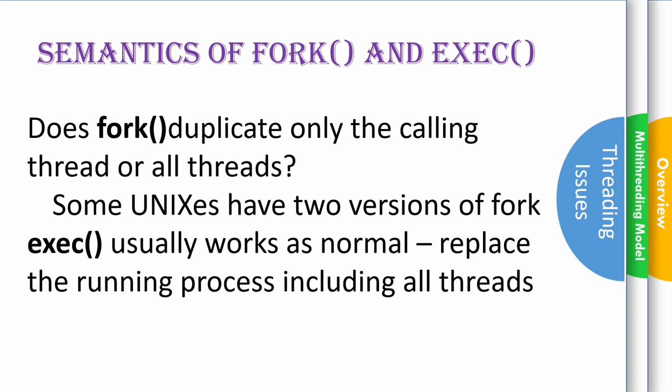There are two versions of fork in some Unix operating systems to resolve this. If you call the fork which creates a duplicate of the child process, then it directly creates a child process with the duplicated thread. Whereas if you call the second version of fork, it duplicates the entire process, and duplicating the entire process means duplicating all the threads that are present in that process. So which one to use is a question.